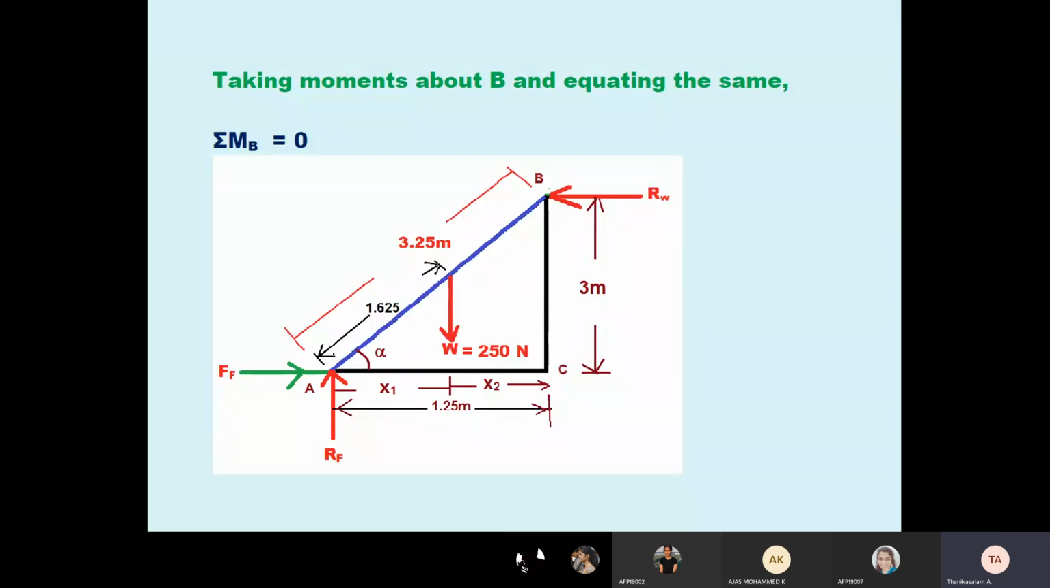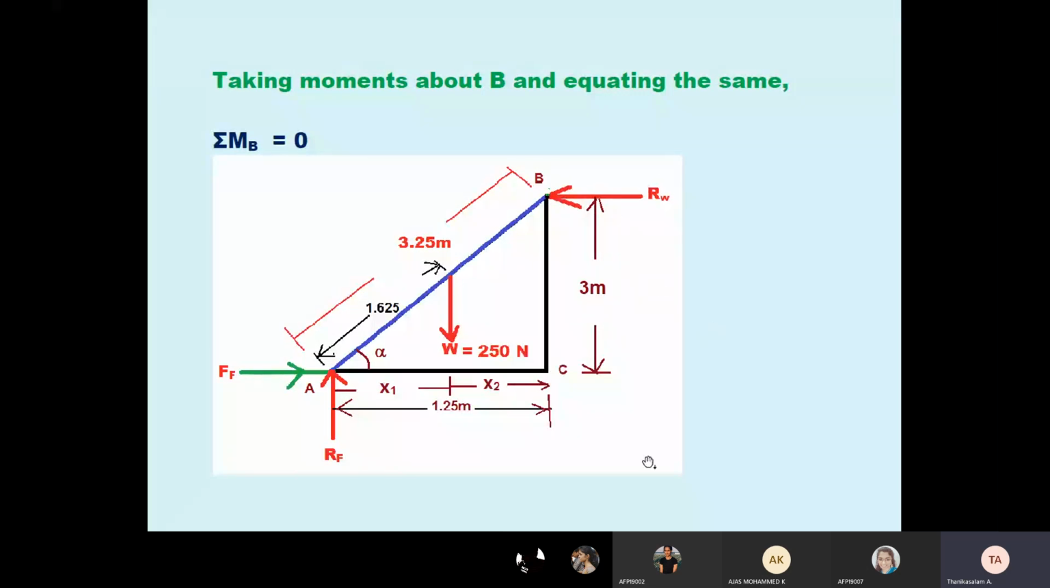Now take moments. Students, for taking moments, first you have to choose the reference point, A or B. In our question, they asked for FF, therefore I have chosen B as the reference point, and that's why I have written summation MB equal to 0. After selecting the reference point, we have to identify which forces give moment and which do not. How can we identify? Any force passing through the reference point does not give moment. At point B, RW is there, so RW does not give moment.